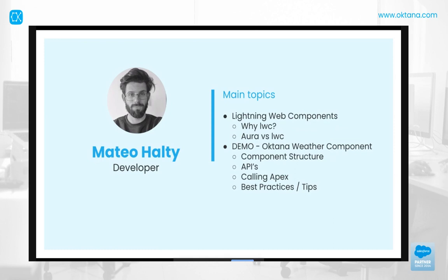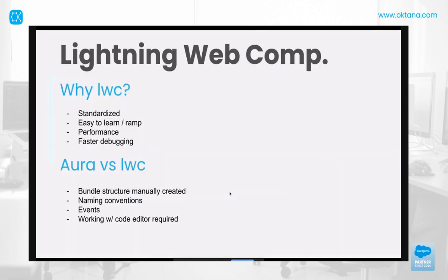So let's start with why Lightning Web Components. There are four main things to take into consideration here. They are standardized, they are easy to learn, the performance, and the faster debugging. Standardized meaning that Lightning Web Components uses core web components, so it's built in native language from the browser. This is a good thing.